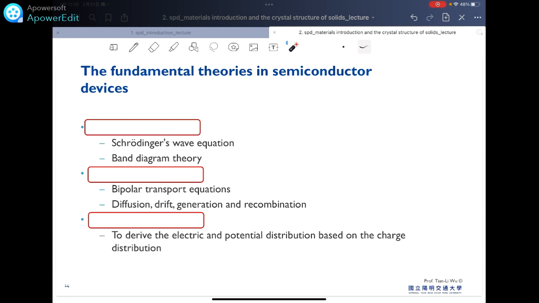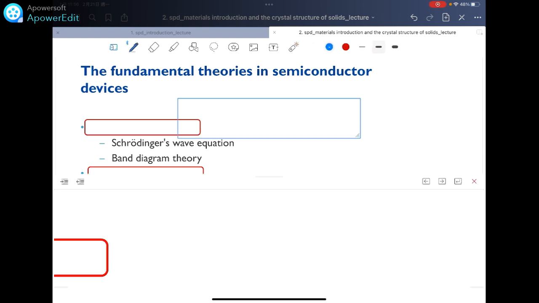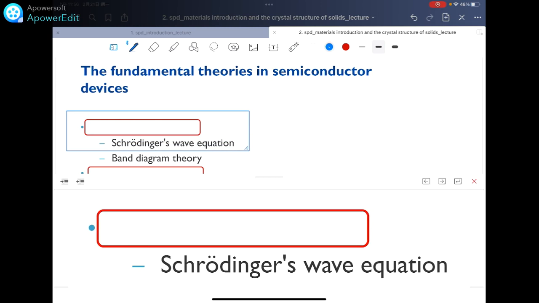Okay, and later, we also need to introduce some fundamental theories needed for semiconductor devices here. We will use these fundamental theories over and over again. The first one is most students' nightmare. When I was young and first learned this, I also felt very confused. Even now, most students still don't really understand quantum mechanics. So the first one is quantum mechanics.